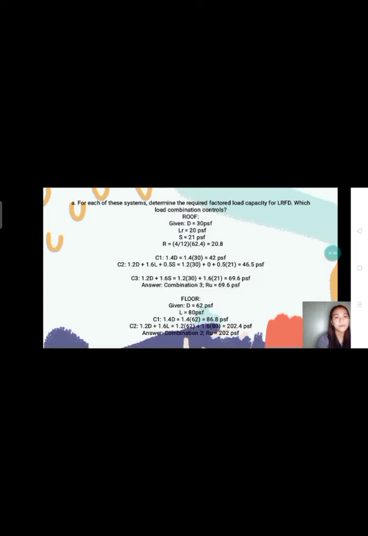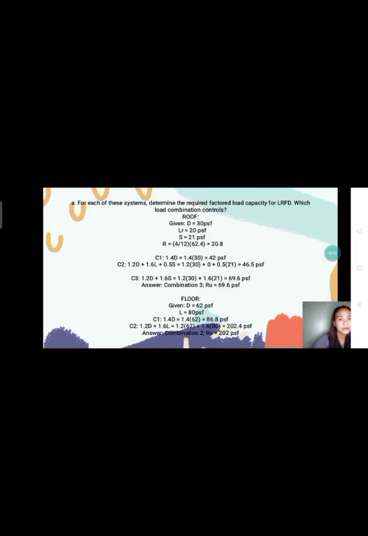Combination 2, 1.4 dead load plus 1.6 plus 0.5 snow load, is equal to 46.5 pounds per square foot, and the combination 3, 1.2 plus 1.6S, is equal to 69.6 PSF. Among the three combinations, combination 3 gives the factored load, which is equal to 69.6 pounds per square foot.